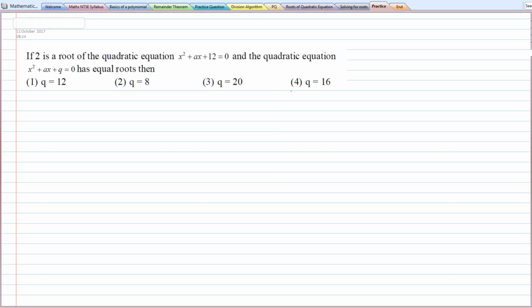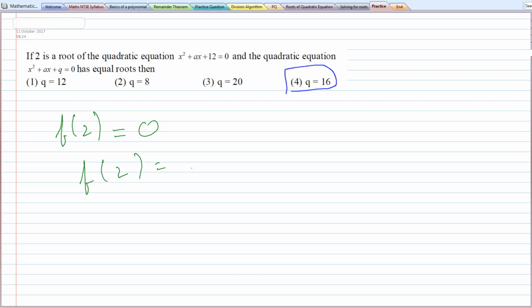So have you all guys tried it? The answer is q is equal to 16. For those who got the answer right, let's solve it once. So it is said that 2 is a root of the quadratic equation x square plus ax plus 12. What that means is that remainder when equation is divided by x minus 2, or in a more simplified term, when x is equal to 2 we get f2 is equal to 0, right? So what is f2?